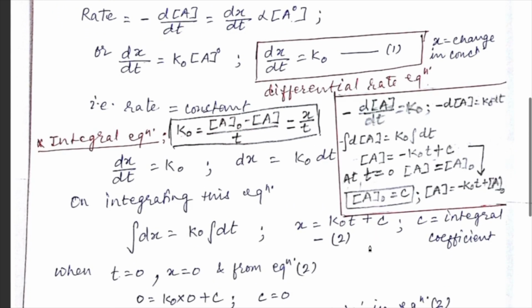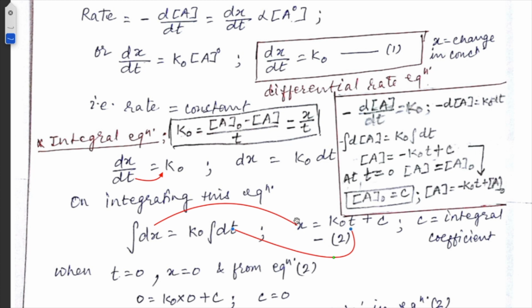Next, we come to the derivation of the integral formula or integrated rate equation for zero order reaction. We will start with the differential rate equation dx over dt is equal to K naught. If we transpose this dt from here to the other side, then we get dx is equal to K naught dt. Now if we take the integration of this equation, this is the integration sign, the differential rate equation gives x is equal to K naught t plus c. Integration of dx is x and integration of dt is t.